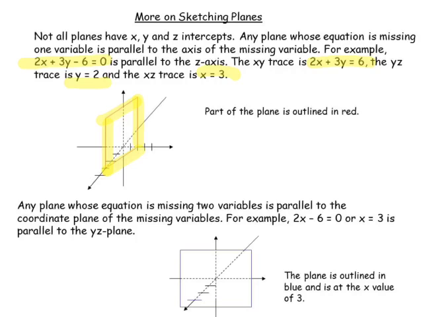Now my second example on this page, we're going to talk about a plane that's missing two variables. In that case, the plane is going to be parallel to the coordinate plane of the missing variables. So in this equation, we have 2x minus 6 equals 0, or x equals 3. You see my picture, I have this blue rectangle through x equals 3. Since x is the only variable present, this is going to be parallel to the yz plane since there is no y or z variables in the equation.